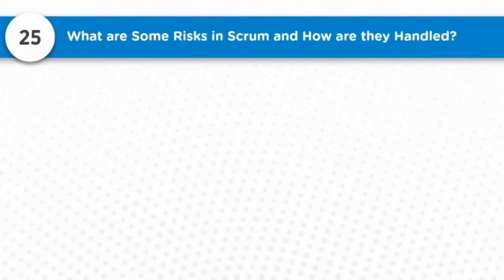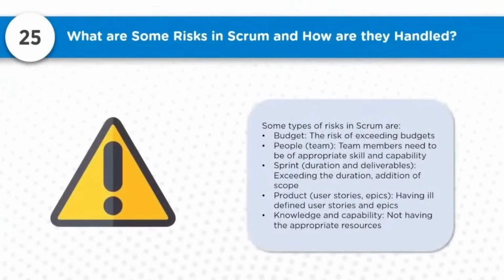What are some risks in Scrum and how are they handled? First of all we should know what risk is. Some types of risk in Scrum are related to budget, people, sprint, product, knowledge and capability. When we say budget, it is the risk of exceeding the allocated budget, looking for more variations. I estimated for X, but it is going to X plus delta X. Can we control it? We need to look at that. You need to assess in what possibilities the cost can escalate.